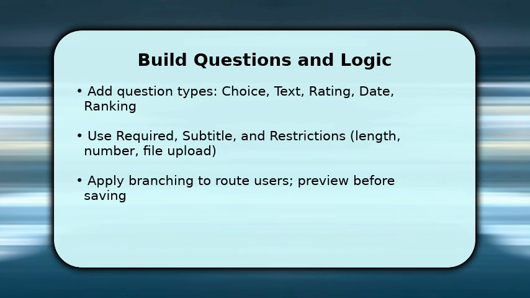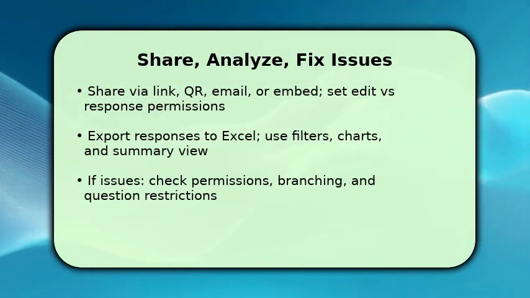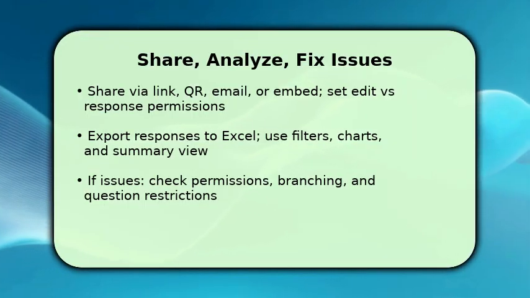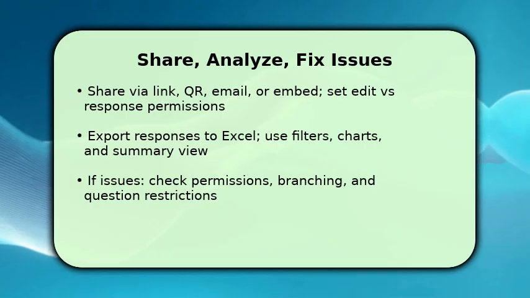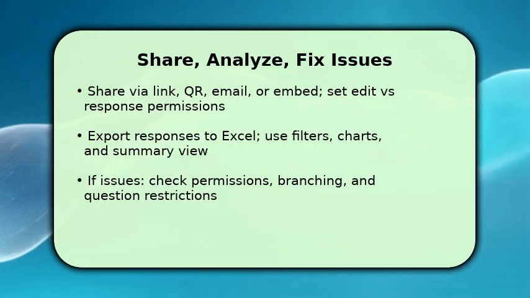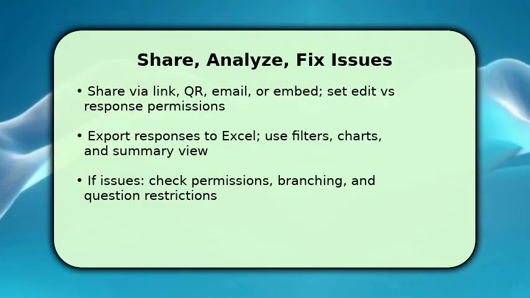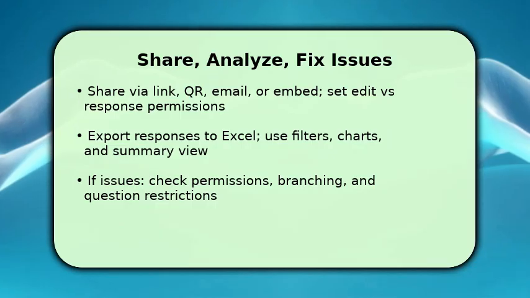You finish by distributing and monitoring responses. Choose link, QR, email, or embed based on audience, and set whether recipients can edit or only respond. Once responses arrive, export to Excel or use Forms summary charts to analyze trends and filters for deep dives. If something breaks, troubleshoot by checking permissions, incorrect branching paths, and restrictive question limits. Adjust and republish. Make sure to inform respondents if you update questions, so existing data stays consistent.